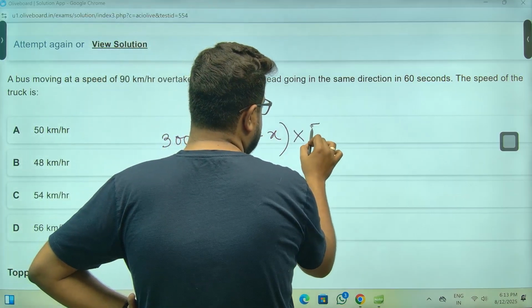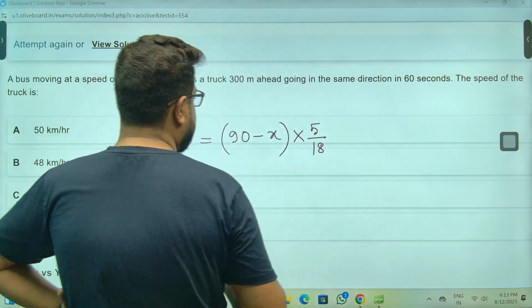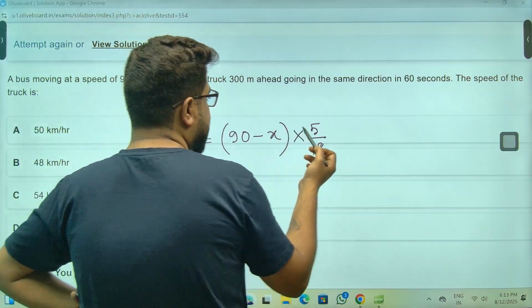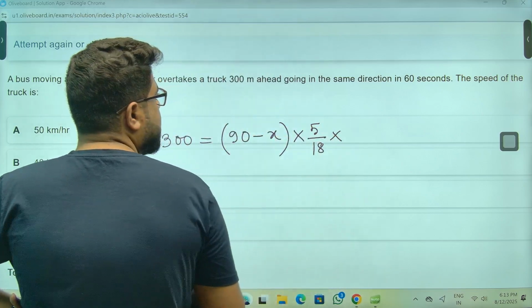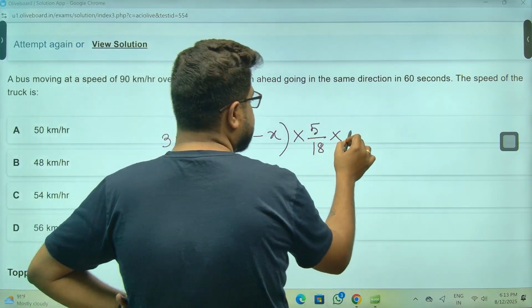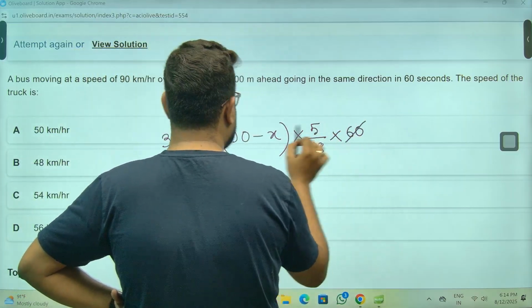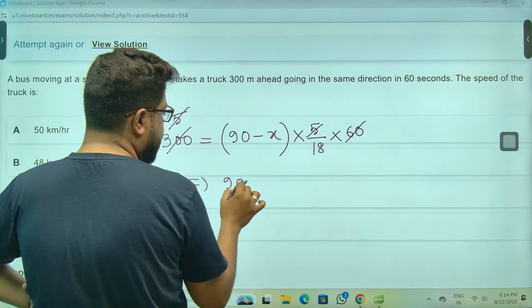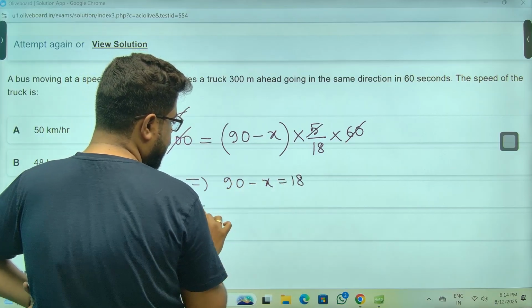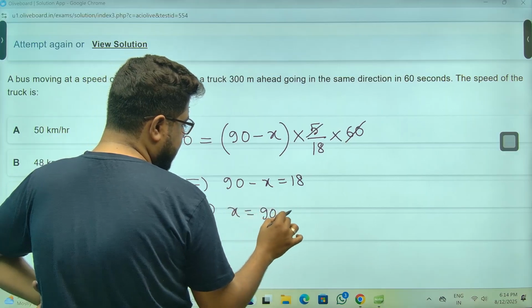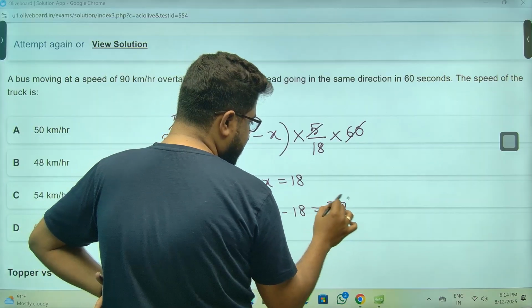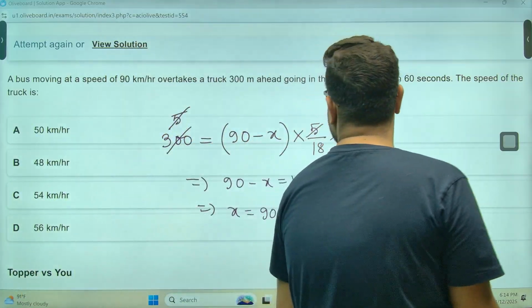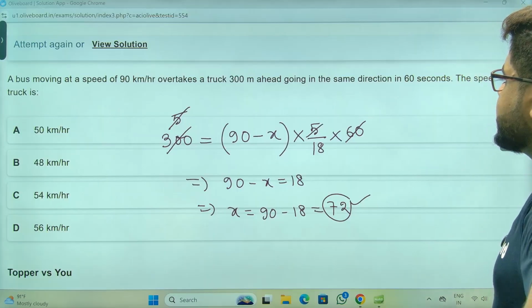Okay, so again I have to convert that, kilometer per hour into meter per second. Speed into distance. So this is 5. Something we are doing wrong. 90 minus x is equal to 18. So x is giving me 90 minus 18. Again, I'm getting 72 only. But 72 is not there in the option. The 72 is not there in the option.